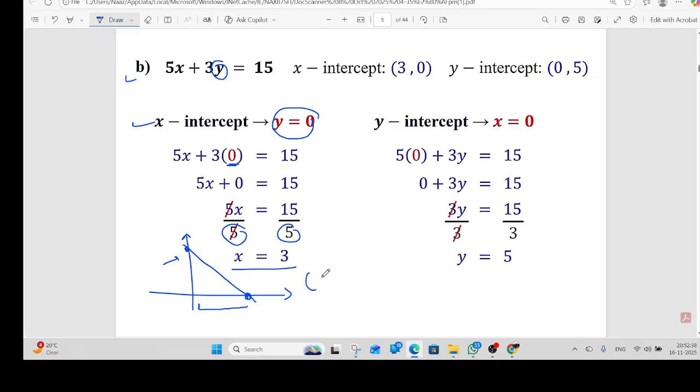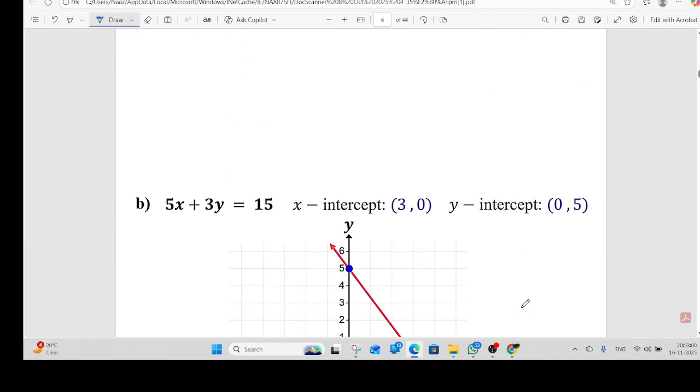So my x-intercept is (3, 0). These are the coordinates for the x-intercept. To find the y-intercept, I plug x equals 0. So this term becomes 0, and I get 3y equals 15. I divide both sides by 3, and 15 divided by 3 is 5. So my y-intercept is (0, 5).